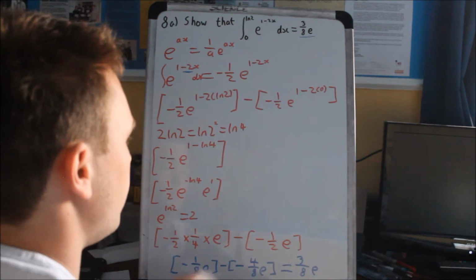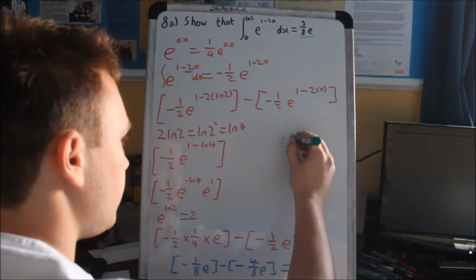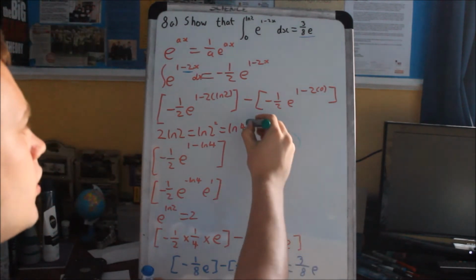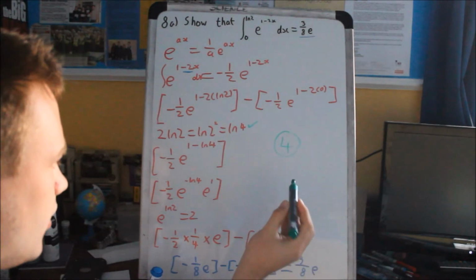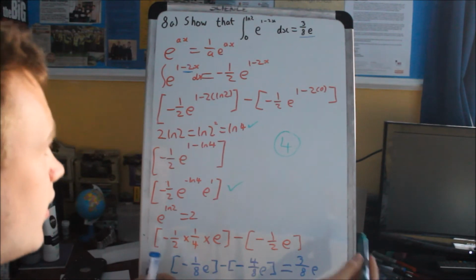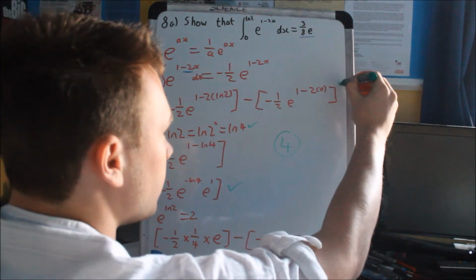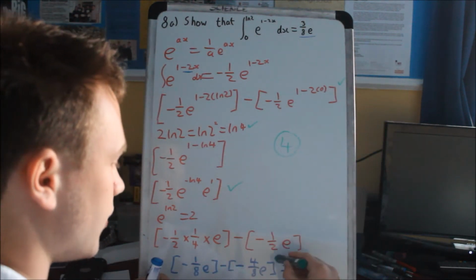Altogether, this was worth 4 marks. Now it requires you know your natural log rules there, how to break up your e rules here, how to integrate the whole thing at the beginning there, and getting to an answer as a proof.